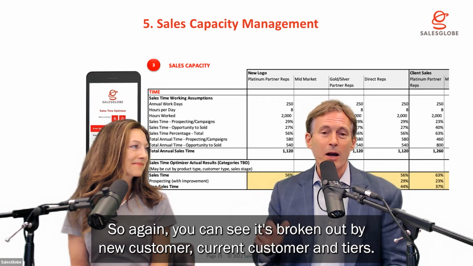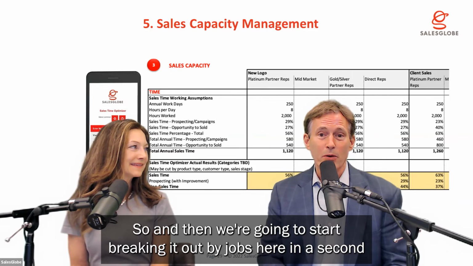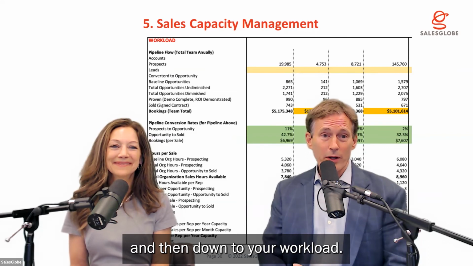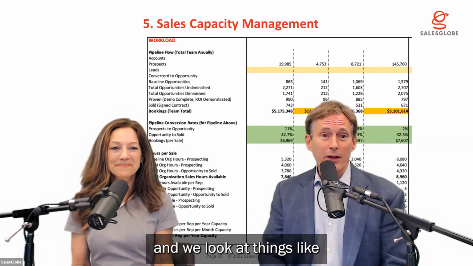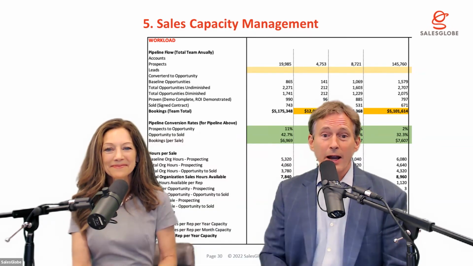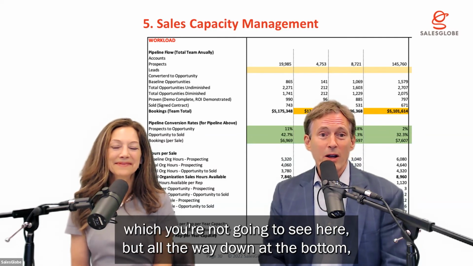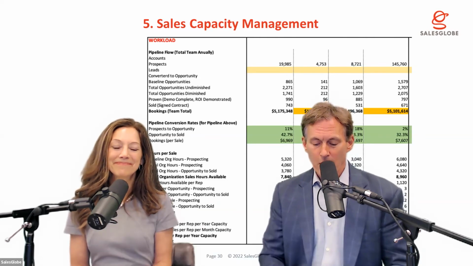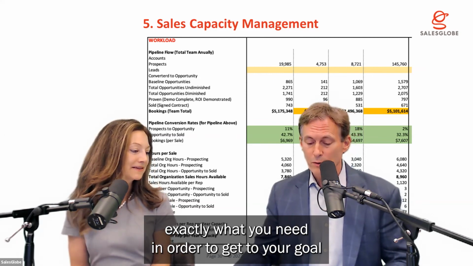So again, you can see it's broken out by new customer, current customer, and tiers. And then we're going to start breaking it out by jobs here in a second, and then down to your workload. Okay, so workload, we talked about new customer and current customer, and we look at things like pipeline flow, the number of accounts they're carrying through, conversion rates, and then we look at hours per sale. And all the way down at the bottom, which you're not going to see here, you can see the total staffing required to be able to hit those goals. So in short, it's going to tell you exactly what you need in order to get to your goal.